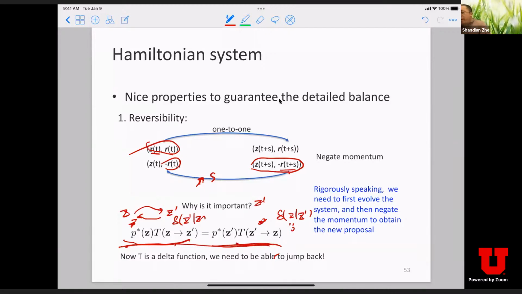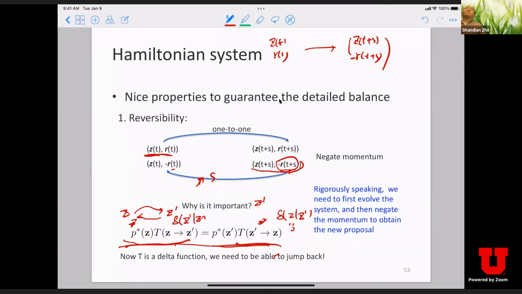That's why when we evolve this system, we actually have 2 steps to construct the proposal. First, we're going to evolve following the Hamiltonian dynamics rules, and then we're going to negate the momentum. Then we'll arrive at the proposal. So from ZT, RT, our proposal will be ZT plus S and negative RT plus S.